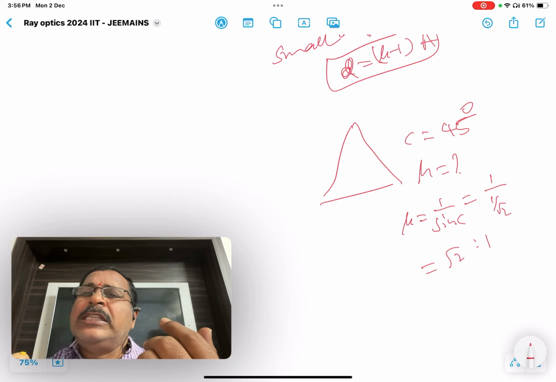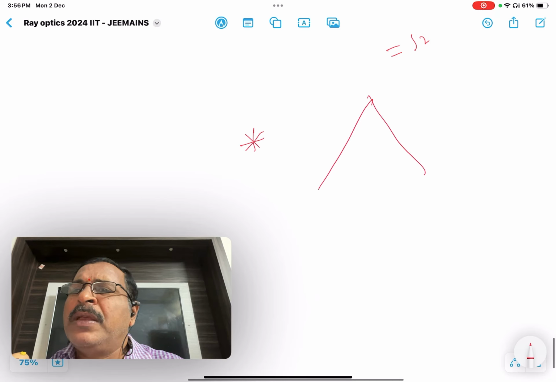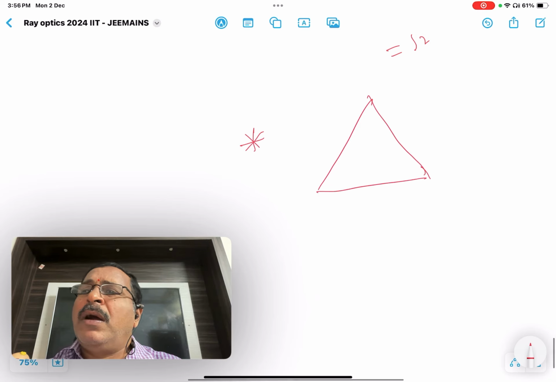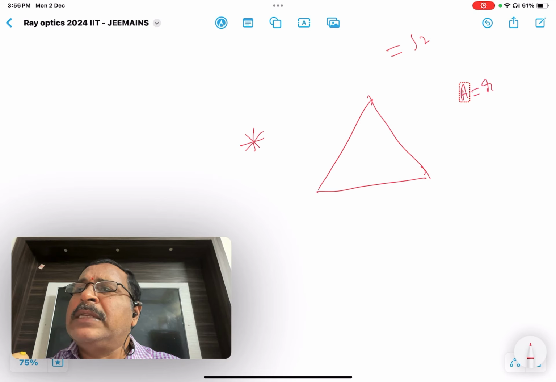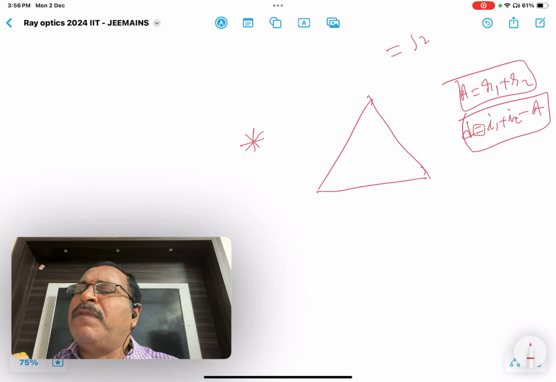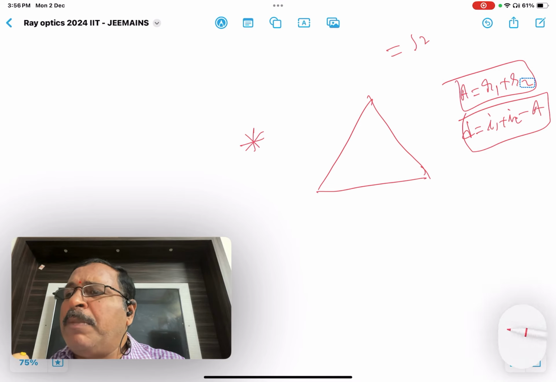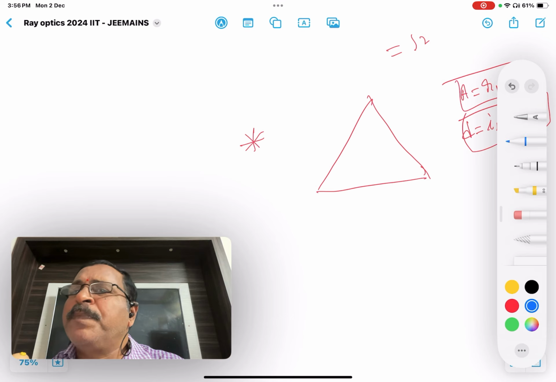Now, so many concepts are there actually. I am giving a very important concept now. This is the prism. The relation between the angle of the prism and the internal angles is A equals R1 plus R2. This is one relation we should note. And then angle of deviation equals I1 plus I2 minus A, where A is the angle of the prism, I1 is the angle of incidence, and I2 is the angle of emergence. You see, here I am representing with the blue color pen.